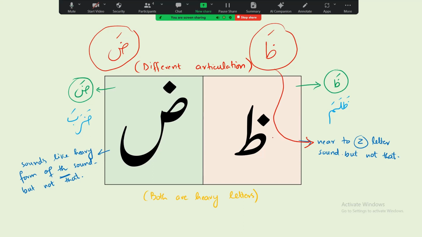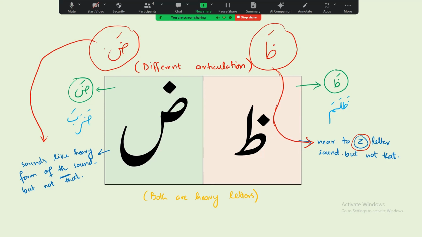Like not exactly the same, obviously, but I'm just telling you for the sake of understanding that the sound of this alphabet is a little closer to the Z of English in terms of sound, not in terms of articulation.